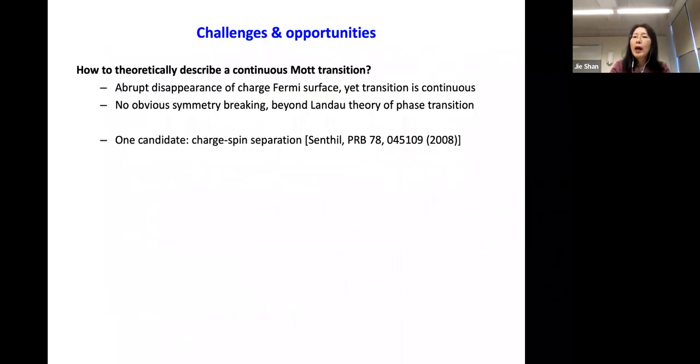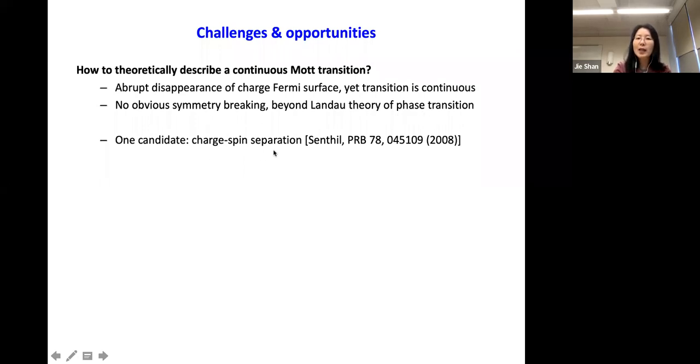So based on this, we can conclude that what we observed is likely some kind of continuous Mott transition. And that poses some challenges: how to theoretically describe a continuous Mott transition. We have a charge Fermi surface that disappears abruptly at the transition point, yet the transition is continuous. There's no obvious symmetry breaking, and this is beyond what we learn in phase transitions, right?